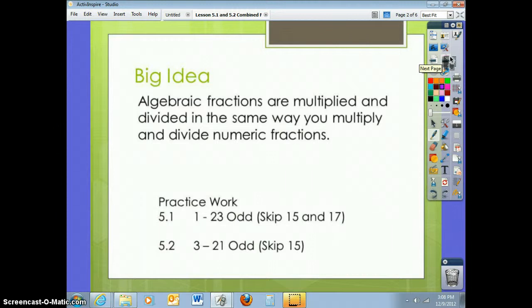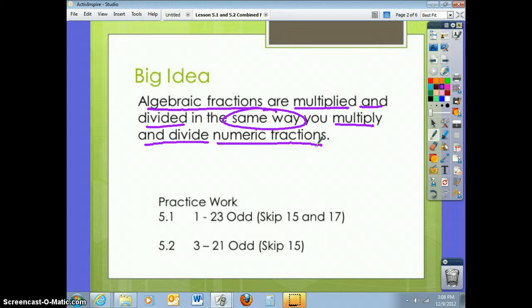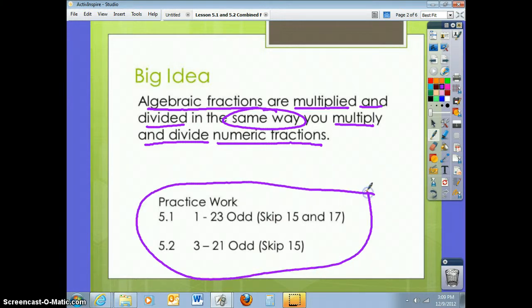The big idea for Lesson 5.1 and 5.2, now I've combined the two big ideas together, is that algebraic fractions are multiplied and divided in the same way that you would multiply and divide numeric fractions. The same things that you've been multiplying since 4th grade or something and dividing since 6th grade. Now the practice work for the lessons, I've given you about half as much practice work as normal since it's both 5.1 and 5.2. Make sure you skip the ones that are listed there.